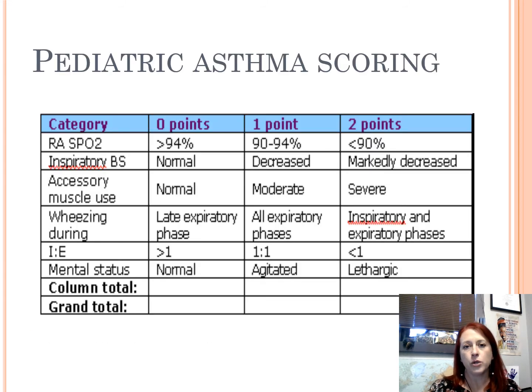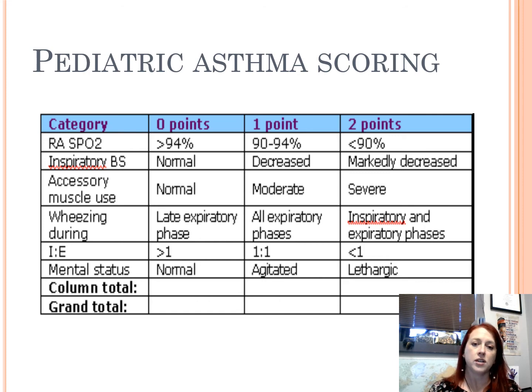One of the things that we use in pediatric patients is a pediatric asthma score and card, and this is a basic example of what one looks like. For the most part, they look about the same everywhere. We've really tried to standardize asthma treatment across the country, and this is one of the ways at the bedside that we have done that.